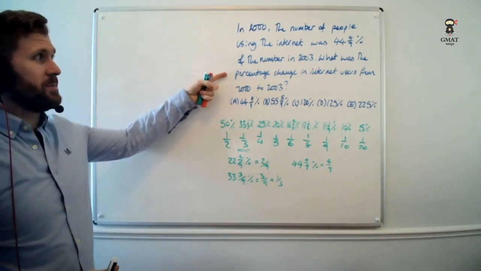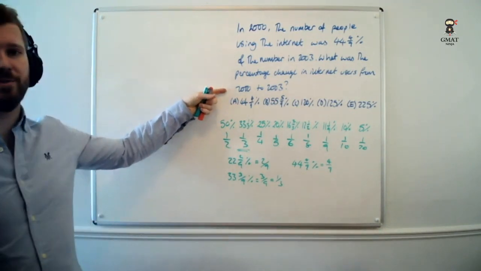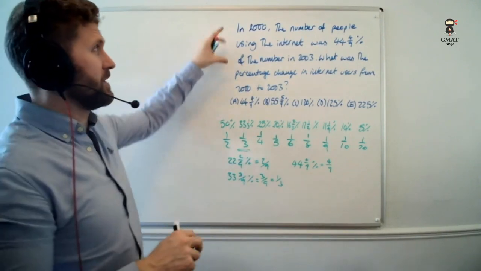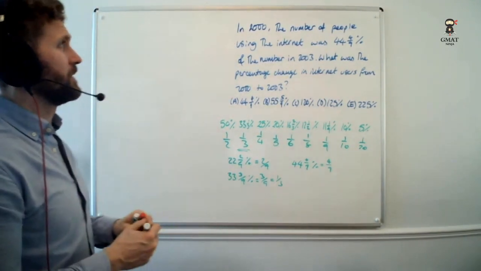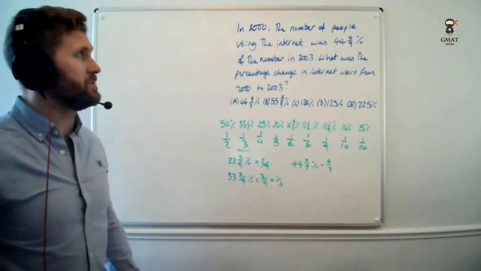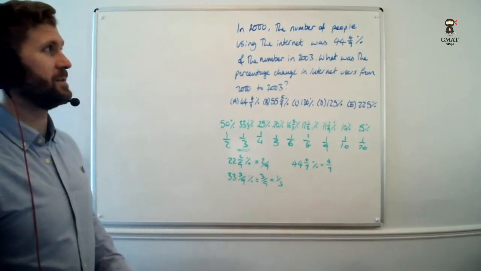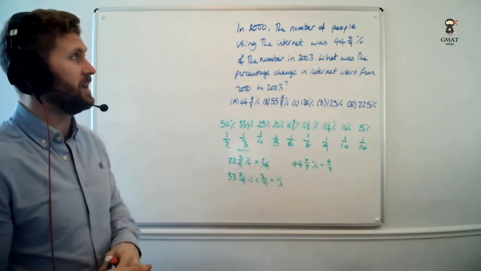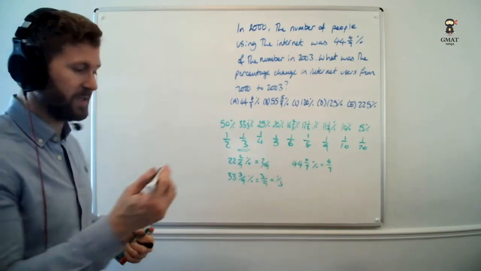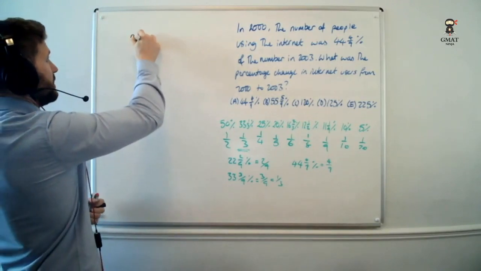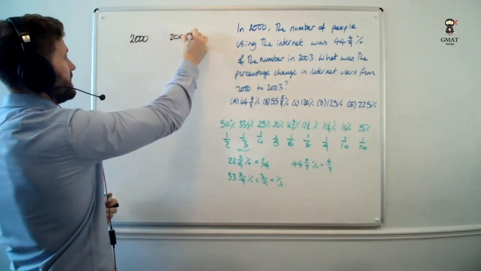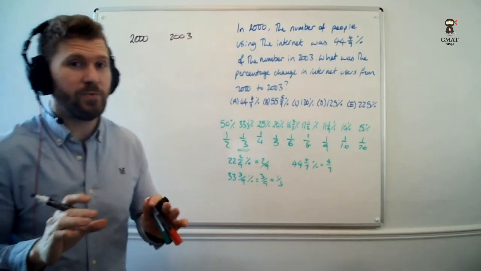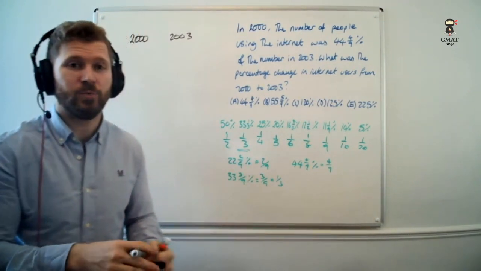Eventually, I want to know what was the percentage change in internet users from 2000 to 2003. But for now, I'm going to ignore that part of the question and just look at this bit at the top. So in 2000, the number of people using the internet was 44 and 4/9%, so 4 over 9 if we convert that into a fraction, of the number in 2003. Now, I don't have any numbers to put here. And again, one of the themes of this video is going to be, please stay away from just launching numbers in and hoping they'll work out.